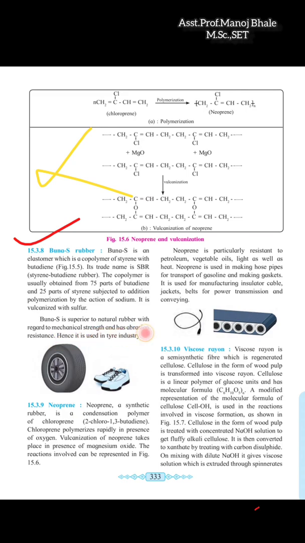So this Buna-S rubber is used for the making of, I think you have understood what it is used for, tire making, and also for shoes. These shoe rubbers are also made from Buna-S rubber, which is superior in nature and has high mechanical strength and abrasion resistance. Because of that it is used in the tire industry. Okay, so this is the next polymer which is given there.